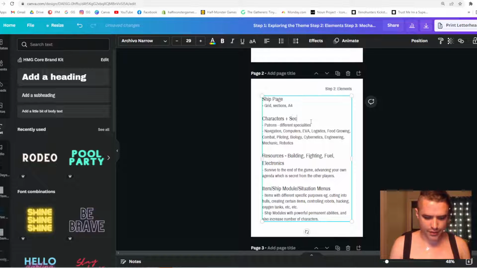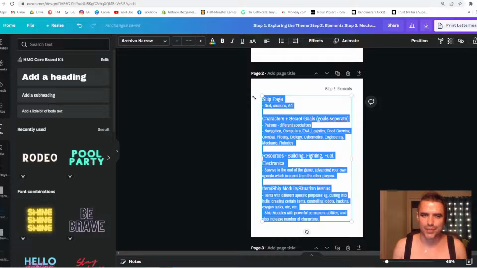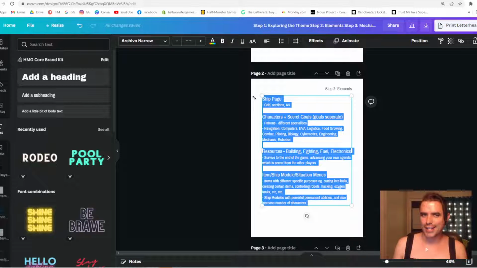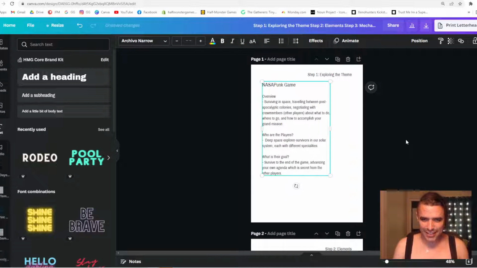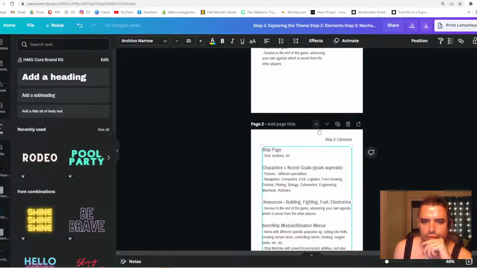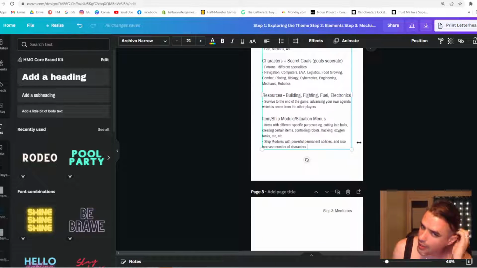Oh, characters and secret goals. Yeah, and the goals are separate cards, so some characters will have other ones. I'm also thinking they all have history and personality traits and stuff, and I just get really excited at this point because it's the fun ideas stage. So ship modules with powerful permanent abilities, so expensive ship modules, also increasing the characters.